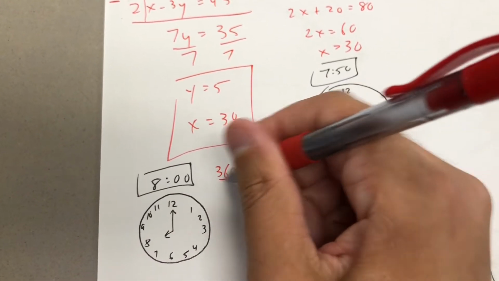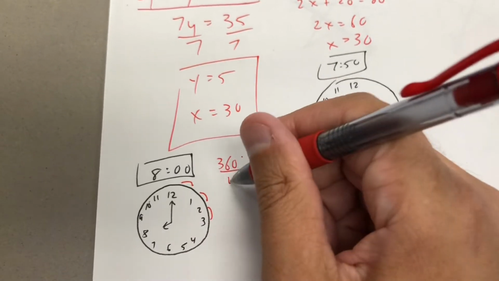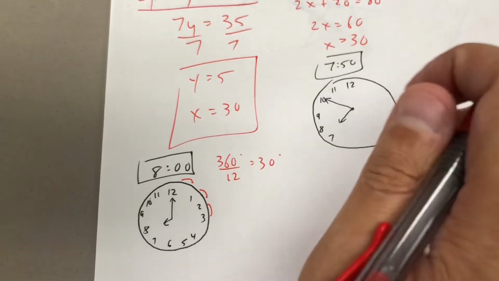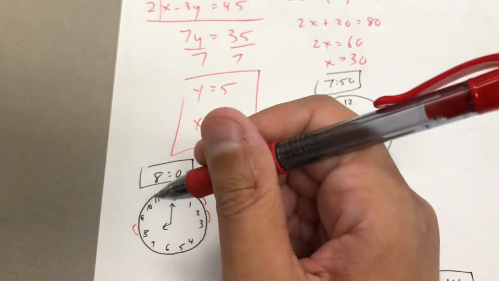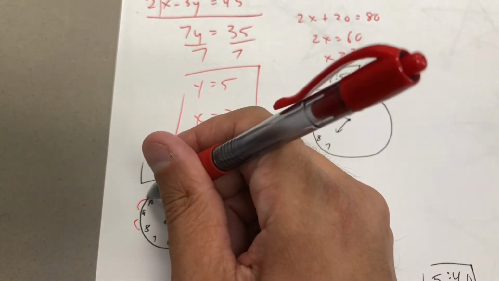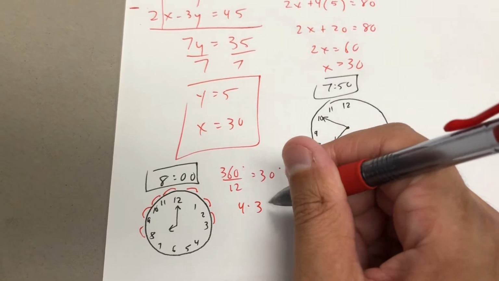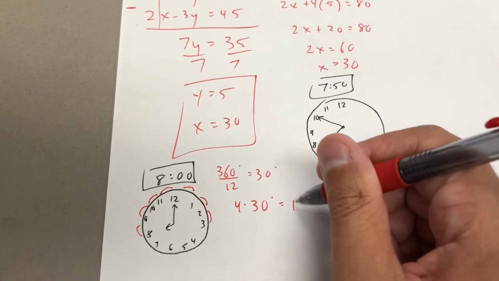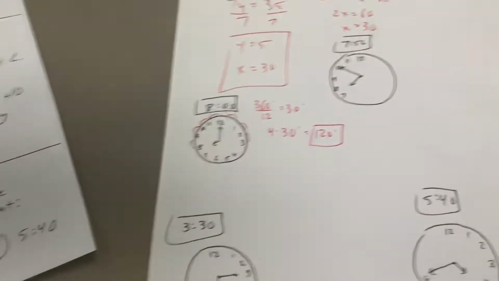So a circle has 360 degrees. If you count, there are 12 intervals between the numbers, which means there's 30 degrees between each number on the clock. So from 8 to 9 is 30, 9 to 10 is 30, 10 to 11 is 30, 11 to 12 is 30. That's 4 30s. 4 times 30 is 120 degrees. All that's going on in that first one, all right?